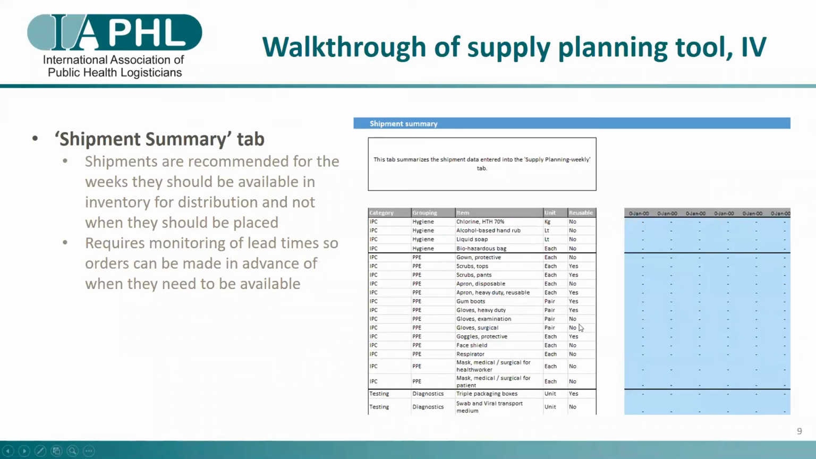In the shipment summary tab, all of those green recommendations will be summarized here so that you don't have to see all of those other rows of information. The inventory order recommendations that are being made are for when they should be available and entered into inventory. So close monitoring of this tool is required if you're using it, and monitoring the lead time so that orders can be made in advance before they're required to be available.